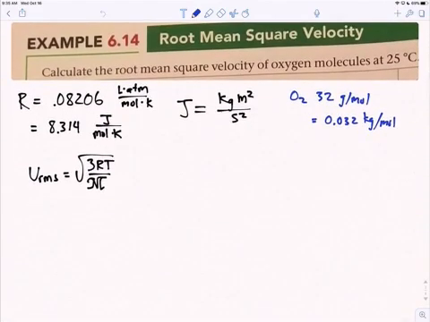So let's calculate the root mean squared velocity of oxygen molecules at 25 degrees Celsius. And we've got to use the equation 3RT over molecular weight.